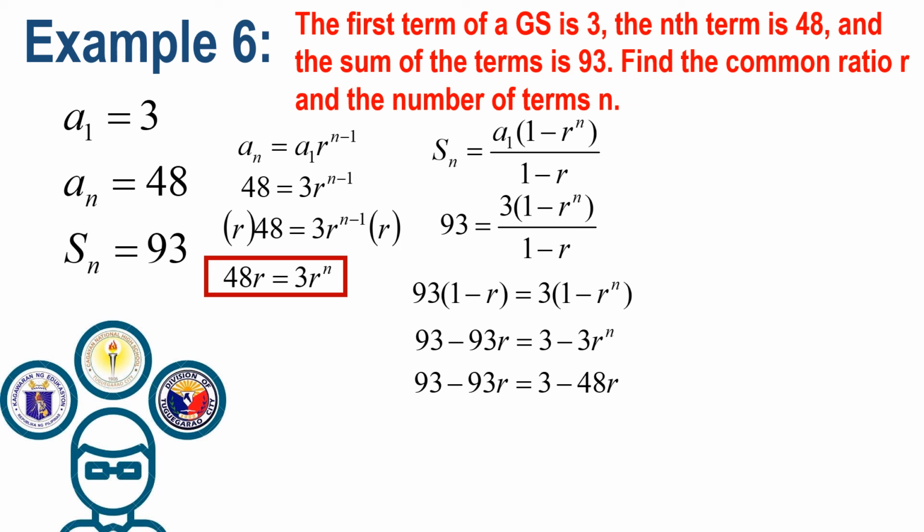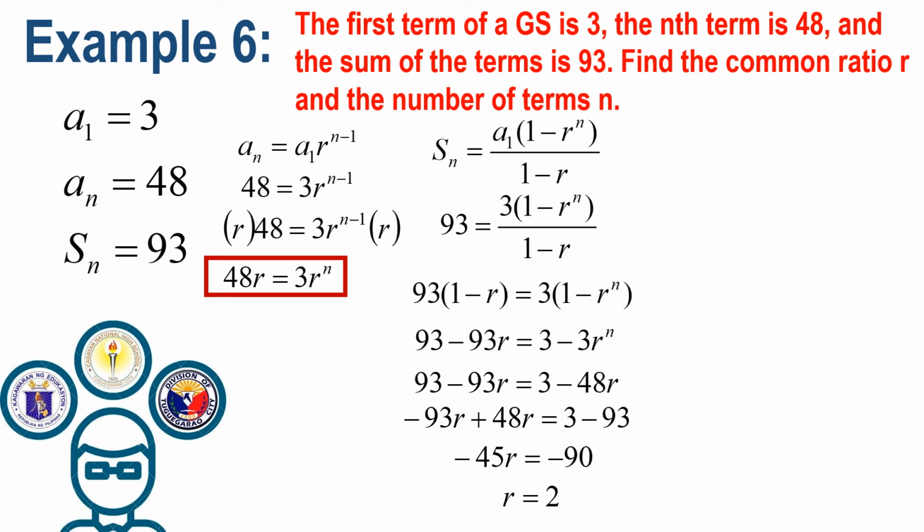And combining all those with r's together on one side and the constants on the other side will give me negative 93r plus 48r is equal to 3 minus 93. Or that simplifies to negative 45r is equal to negative 90. And dividing both sides by negative 45 will give us now a value of r which is equal to 2. So the common ratio now is equal to 2.